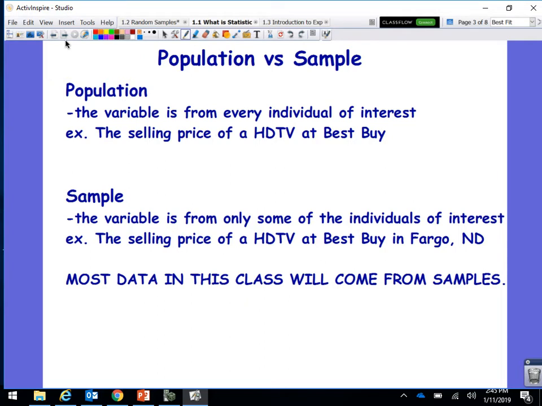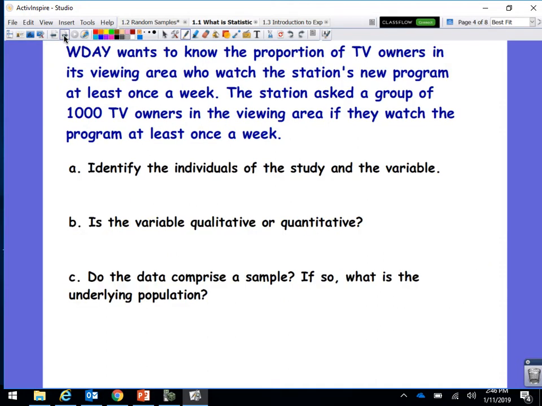Populations versus samples. Population would be everything out there that's in a particular study, or individual person of interest or object of interest. One thing, maybe the selling price of HD TVs at Best Buy. So every single Best Buy that's out there would be my population. The sample would be a variable that only comes from individuals of interest. Maybe it's only the Best Buys in Fargo. Most of the data in the class is going to be from samples. One, it's a lot cheaper and easier to get, and a lot smaller to work with as well.